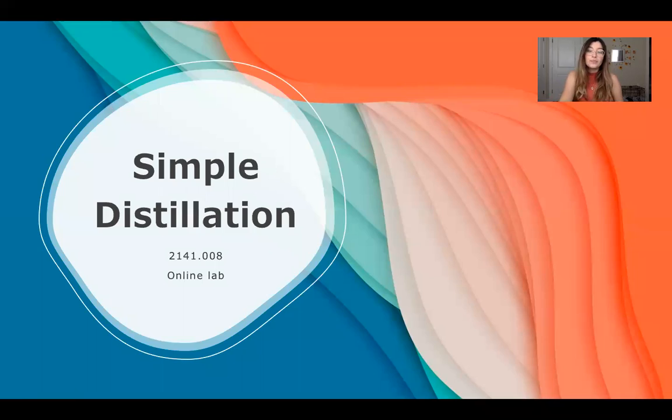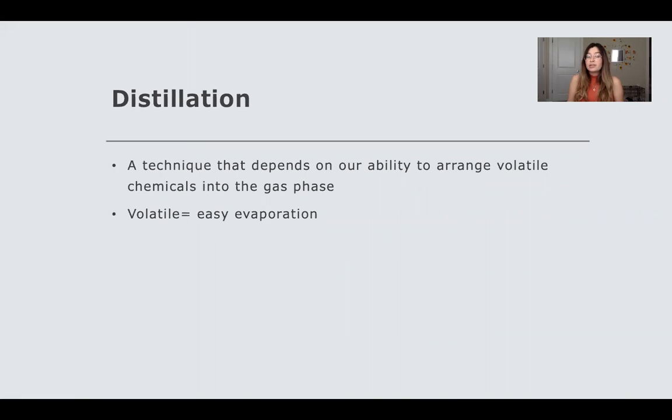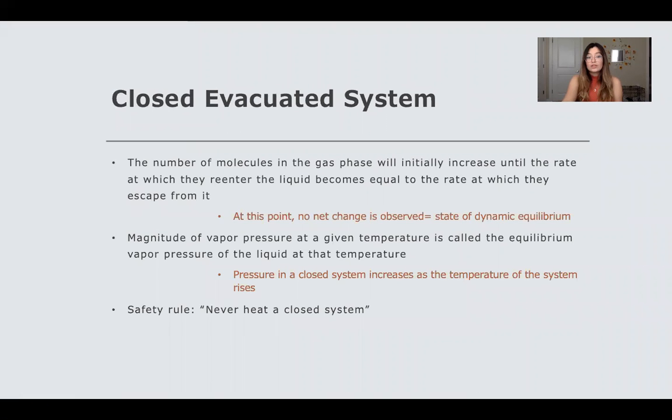Okay, simple distillation. Distillation is a technique that depends on our ability to arrange volatile chemicals into the gas phase. A volatile chemical is just one that easily evaporates. A closed evacuated system is the first system they talk about in your lab notebook. Basically, the number of molecules in the gas phase will initially increase until the rate at which they re-enter the liquid becomes equal to the rate at which they escape from it. At this point, you will not observe a net change, and you can state that there is a state of dynamic equilibrium.